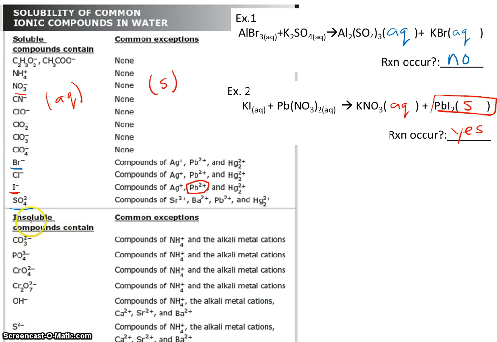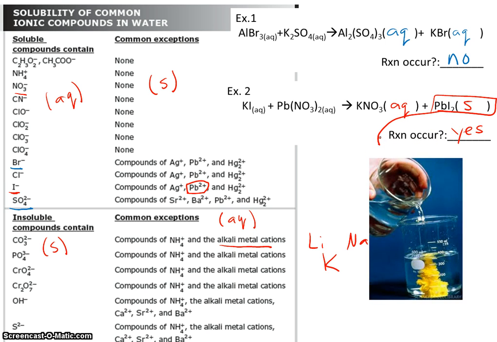Down here, if it's insoluble, these would be S's unless it's one of the exceptions. So if you've got an alkali metal, so lithium, sodium, potassium, in that case it would be aqueous. And by the way, this right here is the most commonly used picture of a precipitation reaction. It's actually on the cover of your textbook. So this PbI2 is the yellow stuff that forms in there, and this liquid is not water, it's potassium nitrate dissolved in the water.